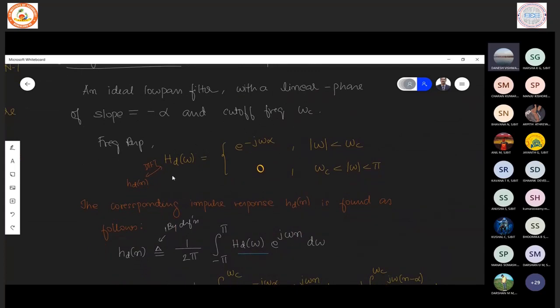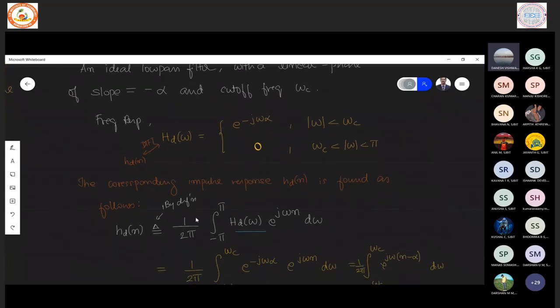Now, the corresponding impulse response. This is the frequency response, and now I want the impulse response. The corresponding impulse response Hd of n is found as follows. We know the relation, students: Hd of n's DTFT is Hd of omega. Now I know Hd of omega, and I have to get Hd of n, so I have to take the inverse discrete time Fourier transform.